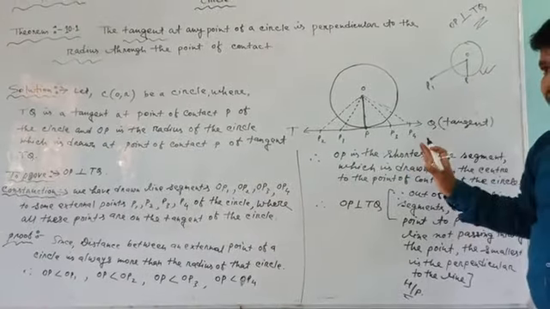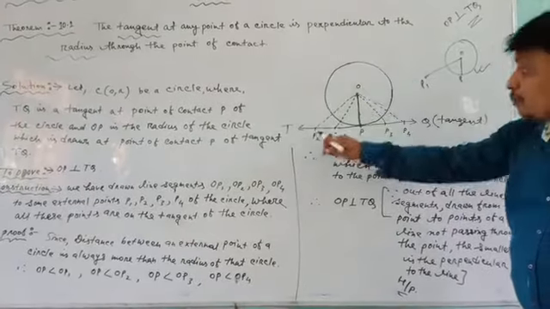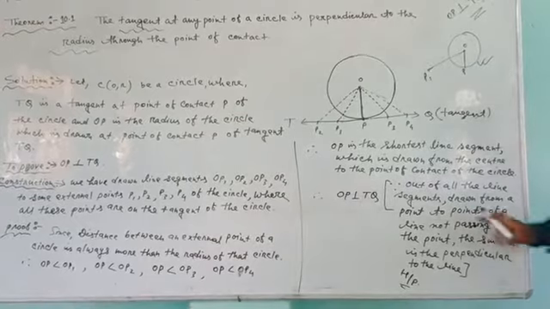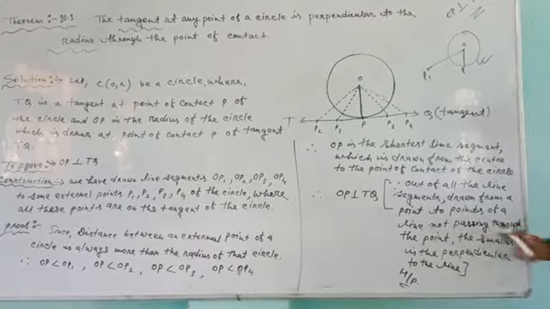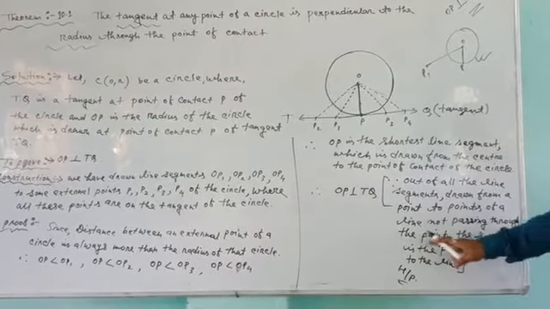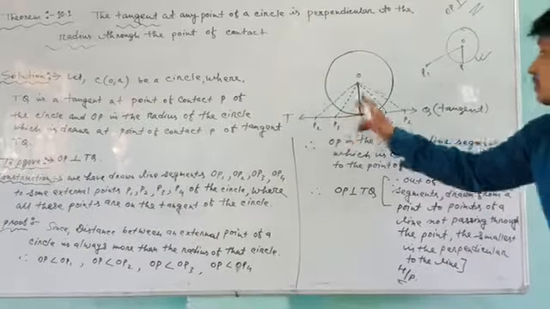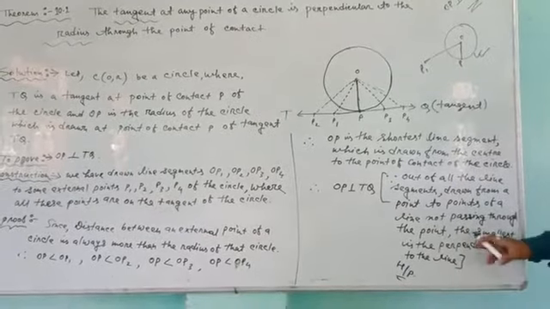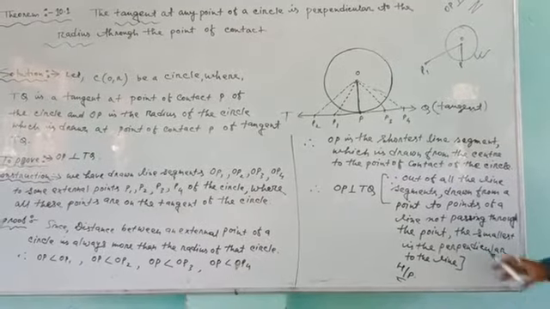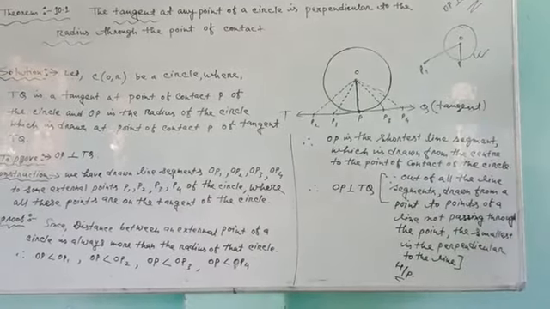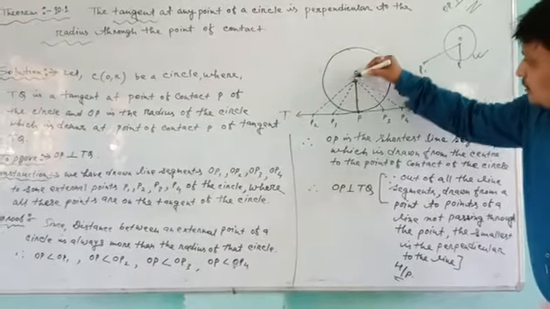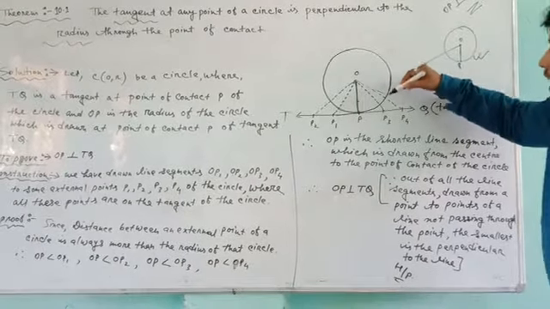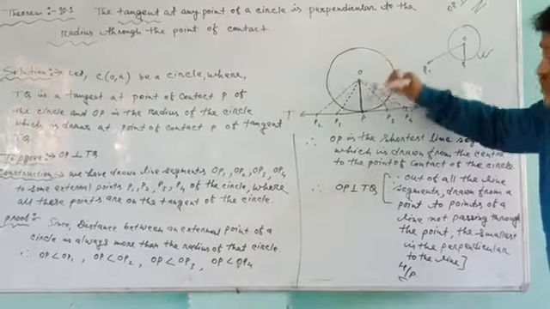These are the points. Drawn from a point to the points on a line, to the points of a line not passing through the point. That means this line is not passing through this point. The smallest is the perpendicular to the line. That means so many line segments are there, OP1, OP2, OP, OP3, OP4. But out of all the line segments, OP is the shortest.